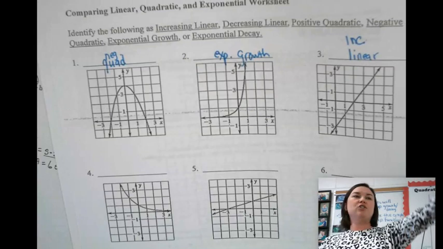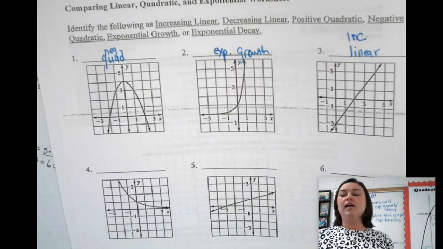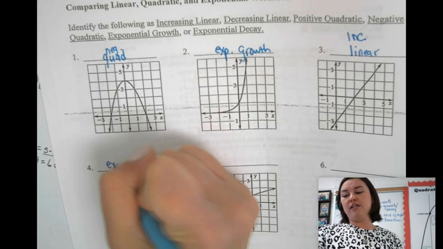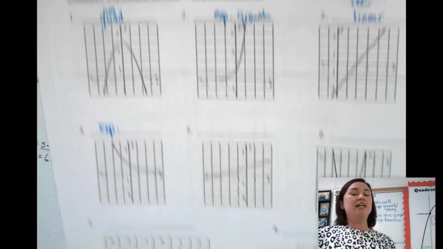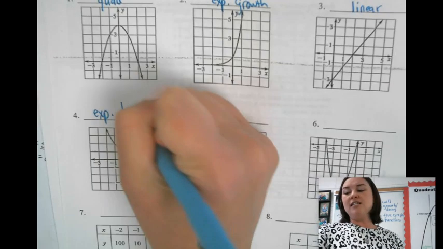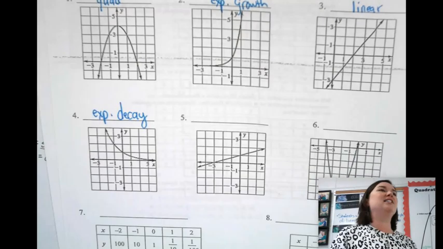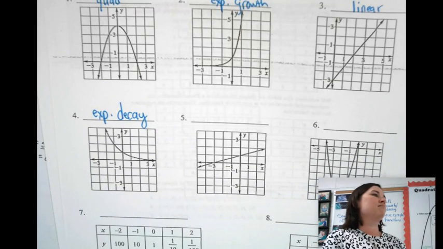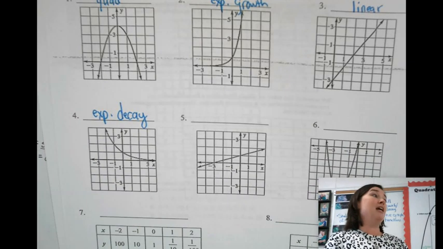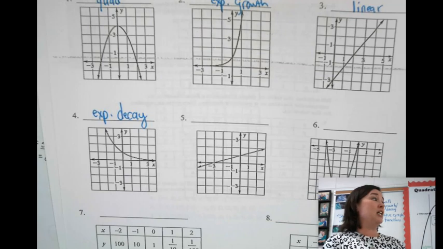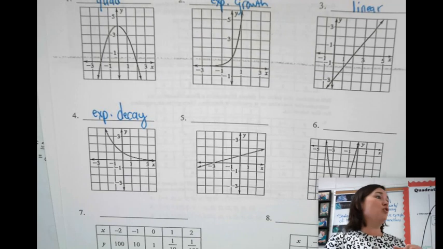All right, somebody from this section right here, linear, quadratic, or exponential for number 4? Exponential, very good. Do you think it's a growth or a decay? A decay, because it's going down. Tell me a situation in life that is a decay, an exponential decay. Stock market. Stock market can be exponential decay. It could also be decreasing linear. It's according on how it's dropping.